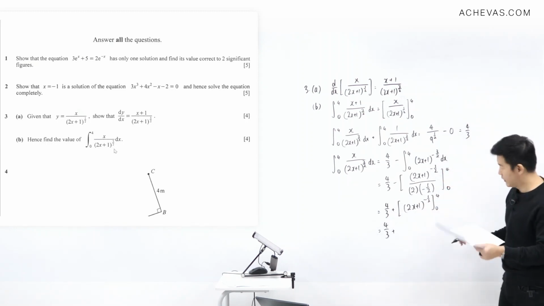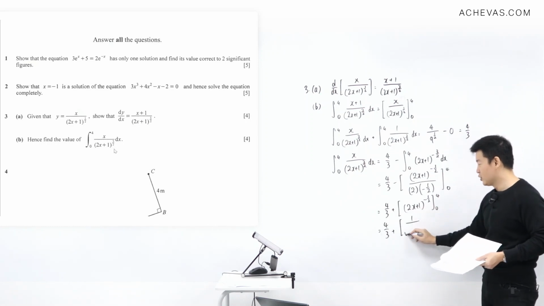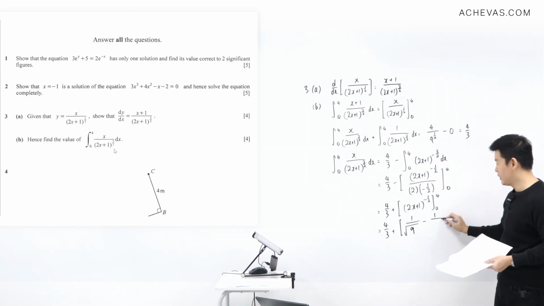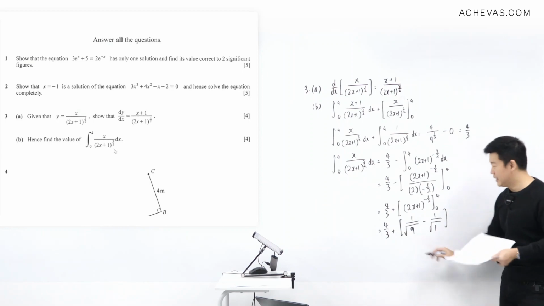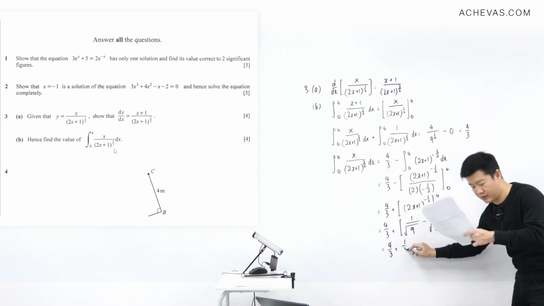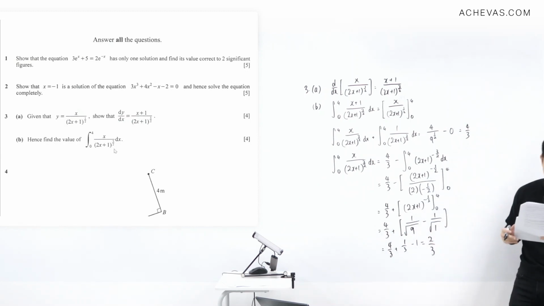Substituting it in, okay, this is actually 1 over square root. So it is going to be 1 over square root of 2x plus 1. Substituting 4 in, we have 8 plus 1, so square root of 9, minus away 1 over square root of 1. So evaluating this, we have 4 over 3 plus, this is 1 over 3, then minus 1. My answer here is equal to 2 over 3.